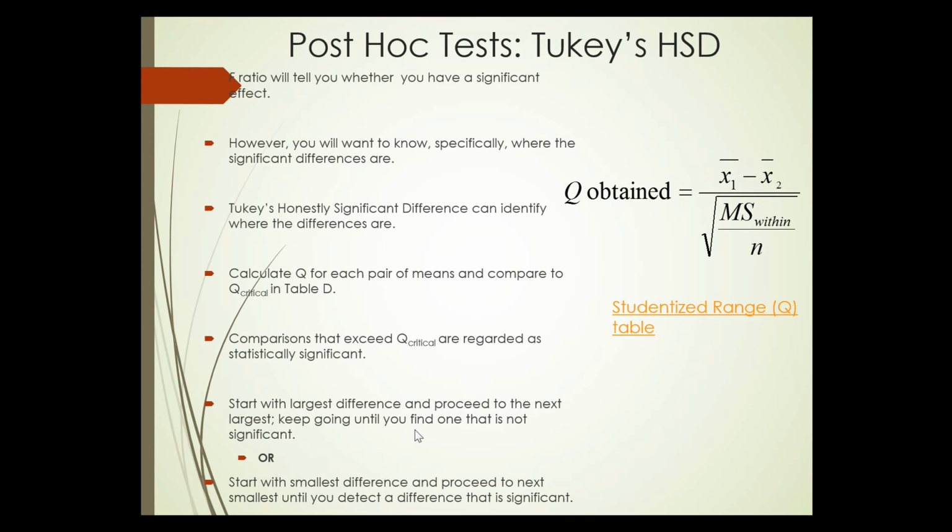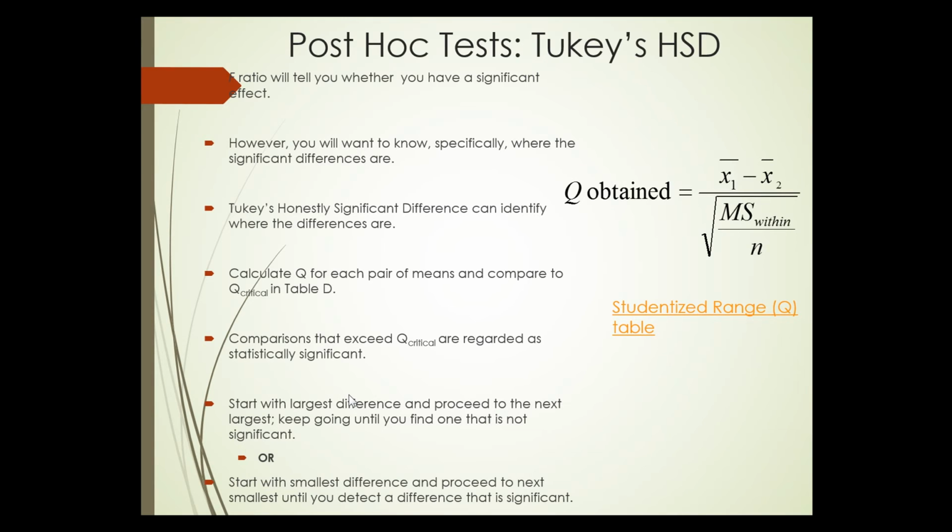Or you can start with the smallest. If the smallest is significant, then you know all the ones that are larger in terms of the difference between the means are also significant. Or you start with the smallest and keep going until one is significant, and you know all the ones that are larger than that will also be significant. I usually start with the largest and keep going until I find one that is no longer significant.